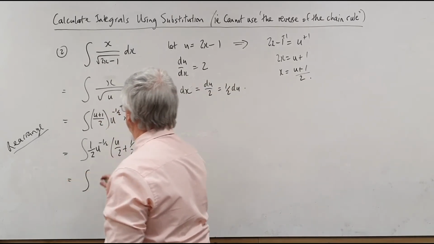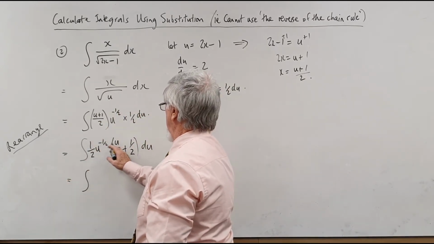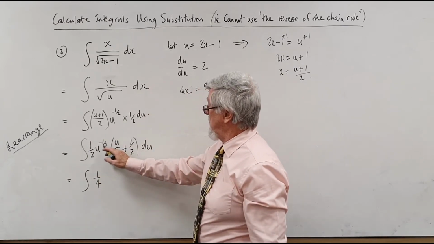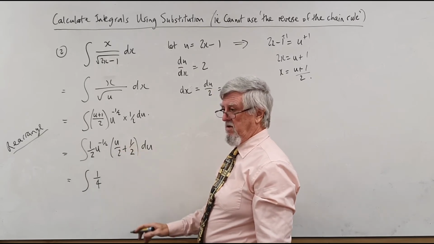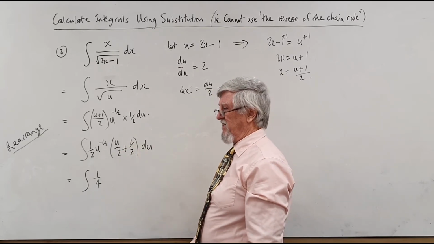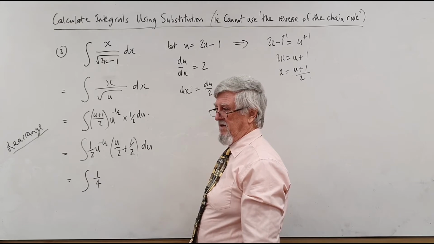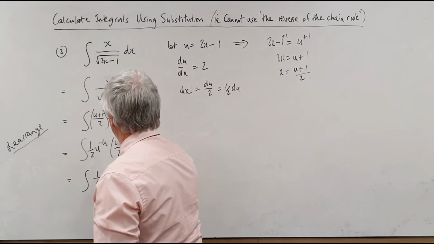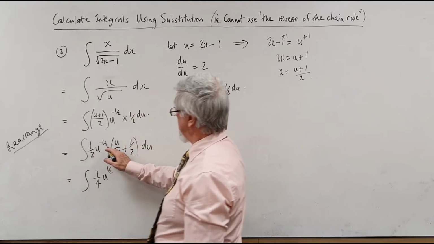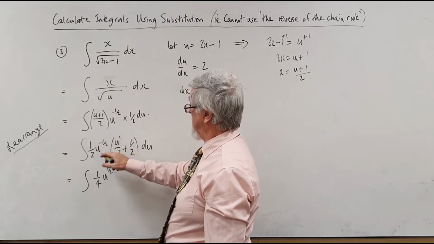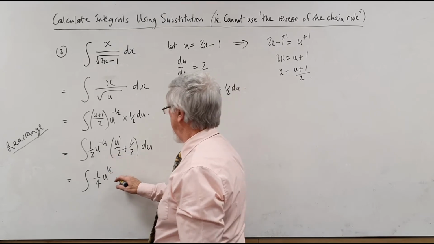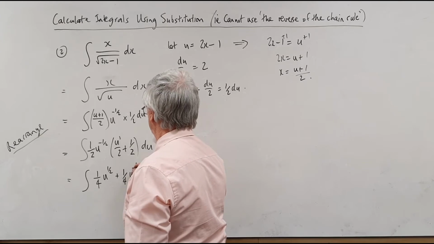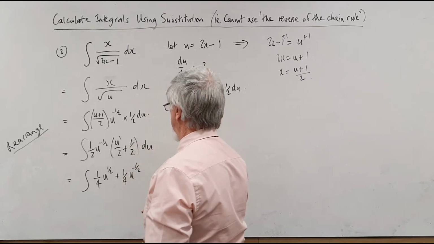So what have I got now? A half u times that, so that's a quarter. And you've got u to the minus a half times u. What's that? u to the half, right? Yes. So u to the minus a half by u to the 1, just add the powers. This one, a half by a half is just a quarter. u to the minus a half, because it's got no u there.